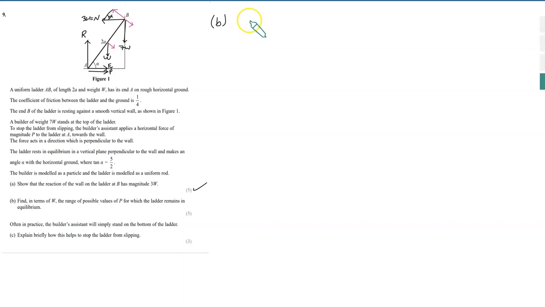First, where the assistant would, presumably under a normal circumstance, apply a minimum force. So, resolving horizontally, let's call this P min. P min plus the friction is going to equal your force of your reaction at the wall, which was 3W up here. So these are the only horizontal forces that we have.